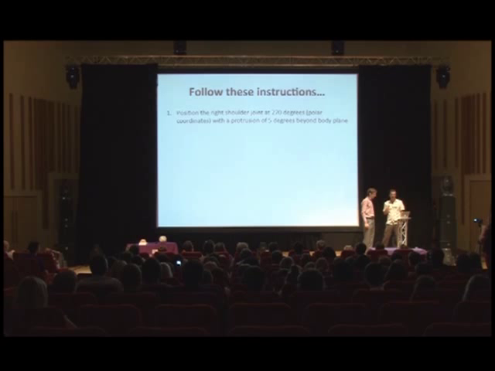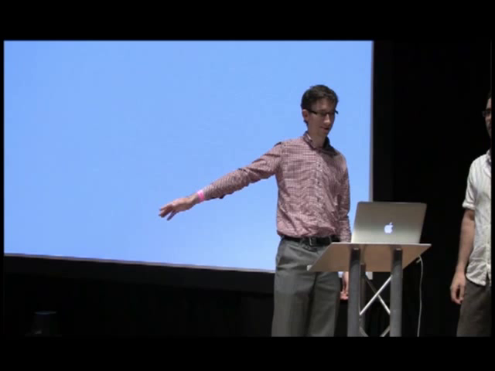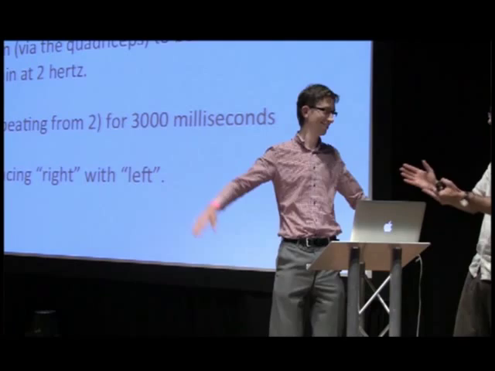You ready? Okay. Ready? One. Position the right shoulder joint at 270 degrees, polar coordinates, with a protrusion of 5 degrees beyond the body plane. Can we not do that? Okay, all right, 270 degrees, okay, right, yes. Are we ready? Okay, that took a little bit. Okay, next one. Oh, come on, Mr. James. Oh, okay, oscillate. Okay, all right, next one. Okay, come on. Oh, that's really close. Okay, thank you very much. Give him a round of applause as he goes back to his desk.